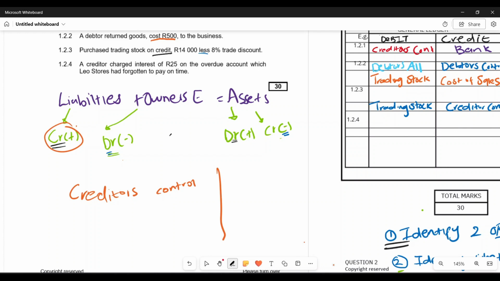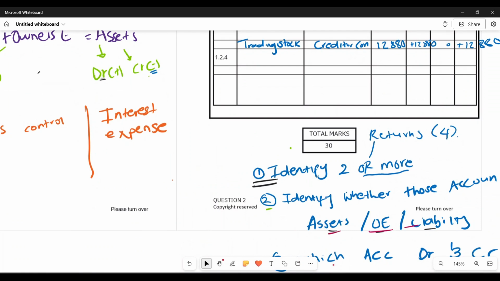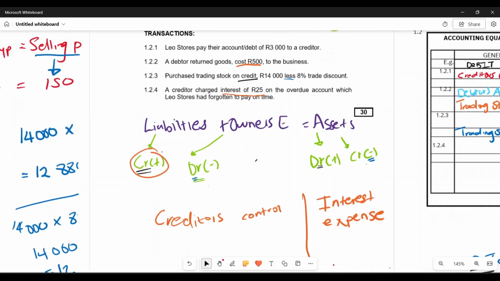What is that other account that will be affected, right? So remember, you are charged interest. So the other account that would be affected is your interest expense account. Or you could write it as interest on overdue account, right? Now, let us classify whether these accounts are going to affect our assets, our owner's equity, or our liability. Now, creditors control. If the creditor charges us interest of 25 rands, is the amount that we owe to them going to be less or more? Going to be more, right? By 25 rands. Meaning that this, remember, is a liability account.